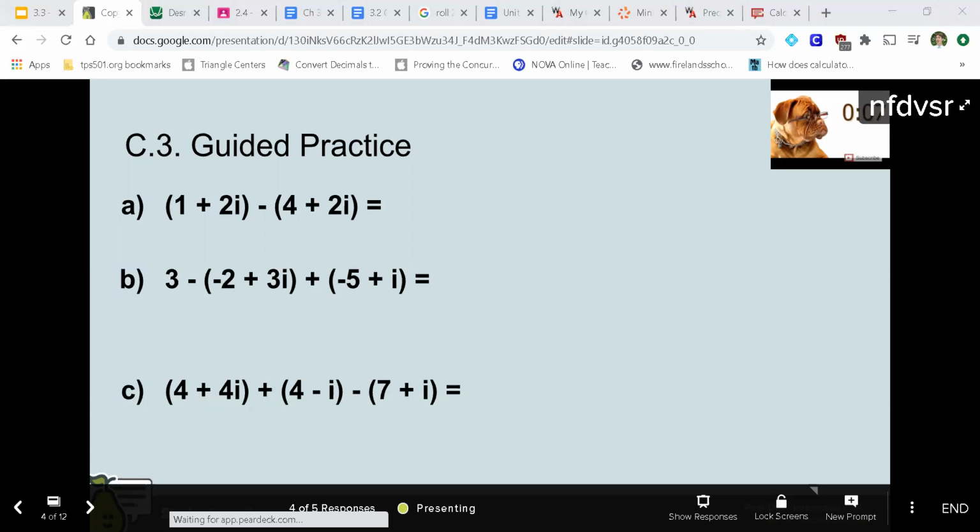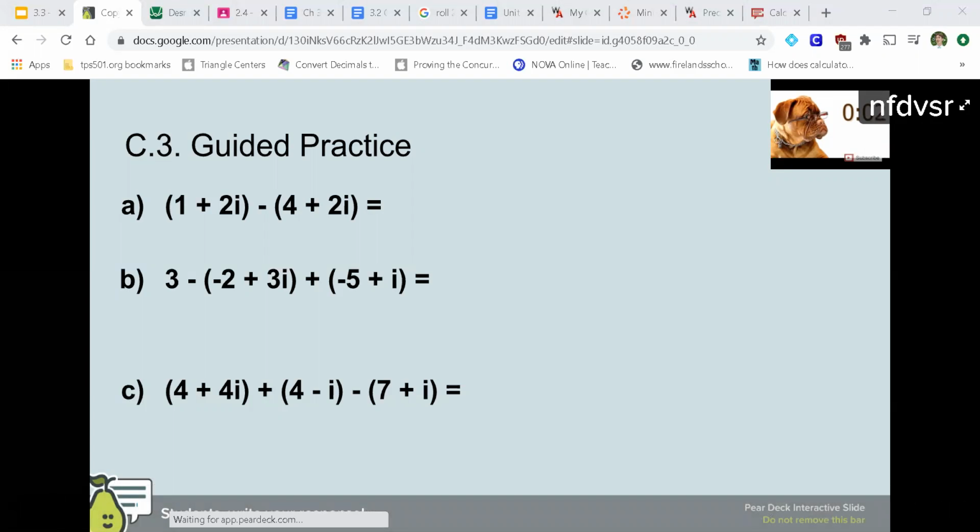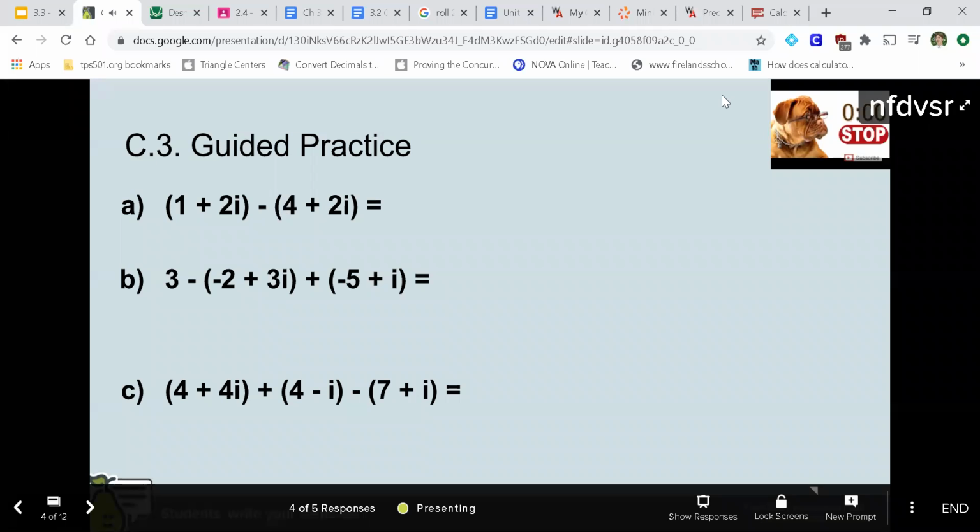Mr. Lake, do the signs change since there's addition and subtraction signs, or do they not matter? That is right. Yes. The first thing that I would do on most of these problems is distribute the negative sign.